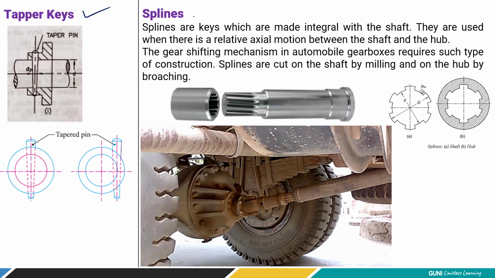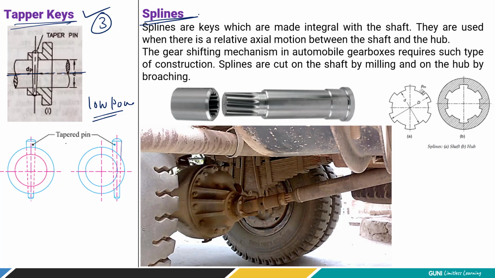Now the taper key and spline key. Now this is the third type and this is the fourth type. Now a taper key is basically inserted perpendicular to the axis of the shaft. Okay, it is like a pin, right? Just look at the figure. So this is referred to as a taper key. It is very easy to insert and remove. Okay, now it is again limited to low power transmission applications. Now let's talk about the special case of key referred to as splines.